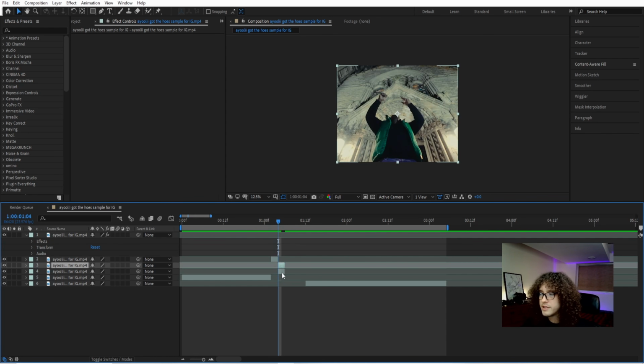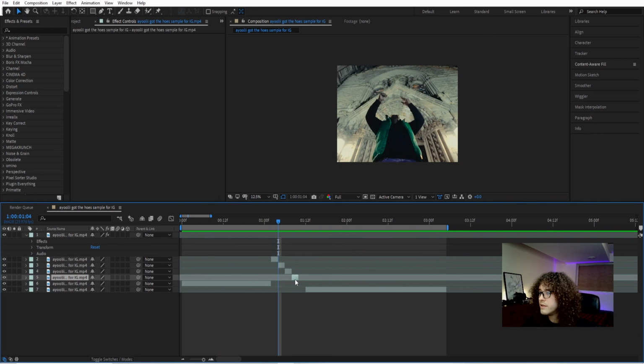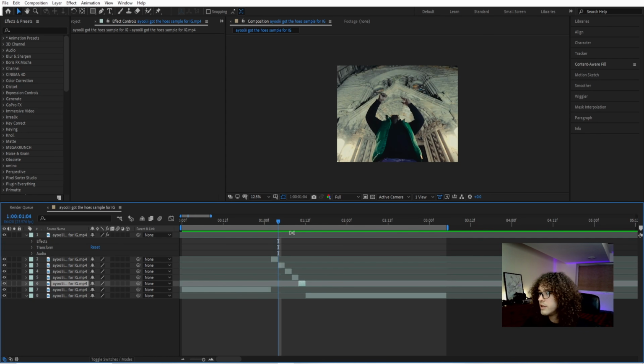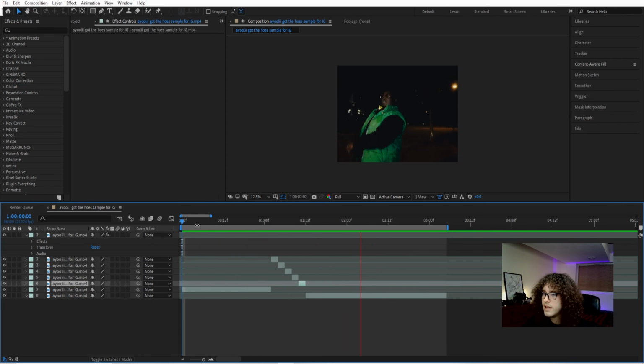So literally it just is copying, pasting these 2 frames over and over again until we get our transition. I think 5 should honestly be a solid starting point for this effect. Let's go ahead and watch it through. Yeah, so already that's fire.